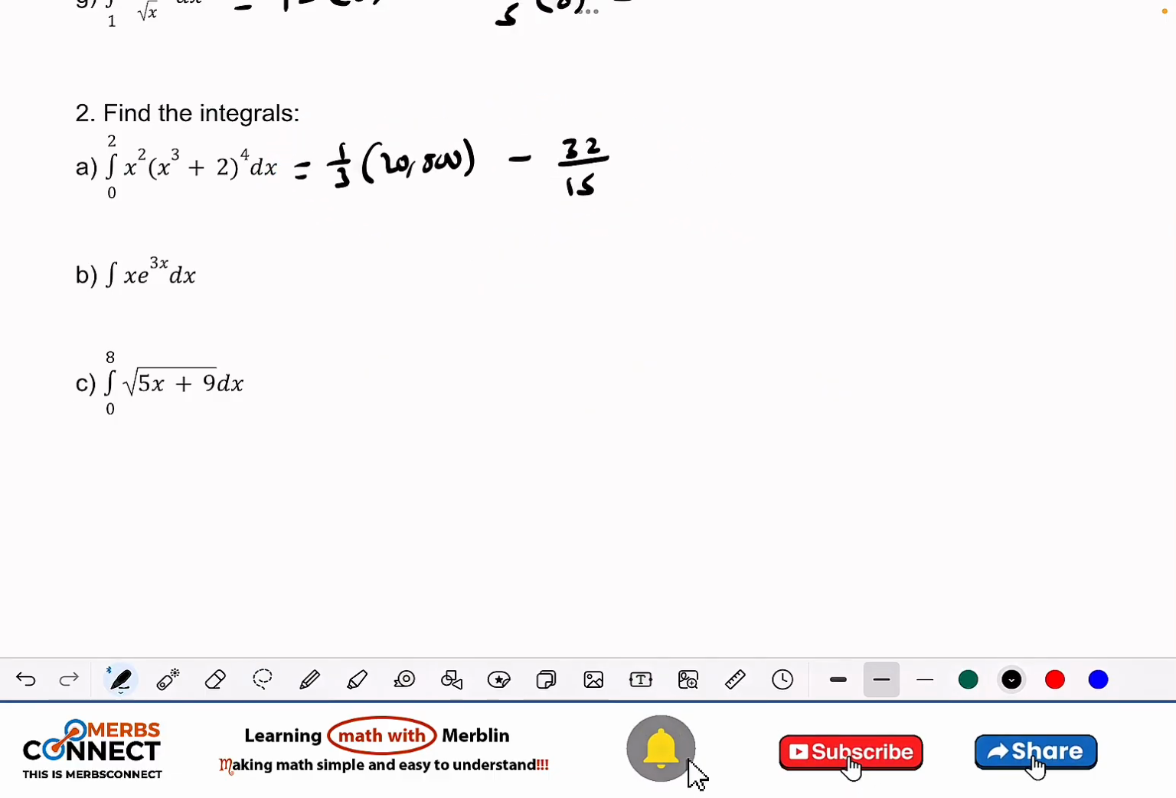B is like we need to think about integration by parts. With this one, we cannot use integration by substitution because the degree here is 1, and this is 1. So when I use integration by substitution, I still cannot change all of them to u. So the best way to do this is to use integration by parts. What is integration by parts? The formula goes like: the integral of u dv is equal to uv minus the integral of v du.